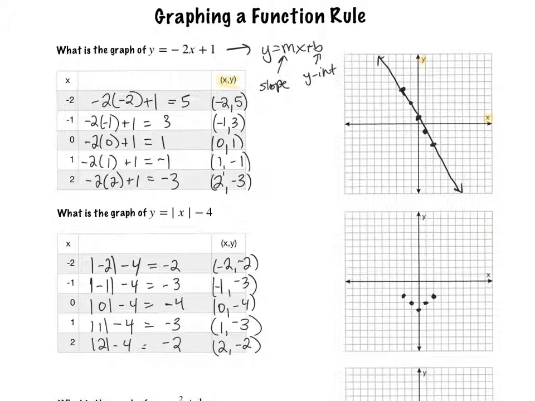So anytime you have absolute values, these have a specific shape. They make that V-shaped graph. So when I make my line, I'm going to go up, basically up from the corner, right? Up from the point where I start to change direction again. So absolute values will always have that V-shaped graph.